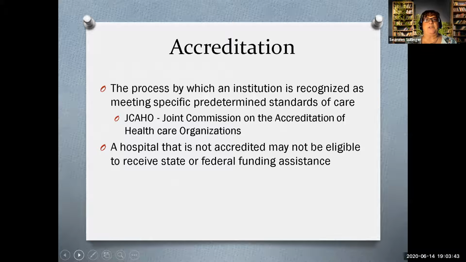But hospitals actually pay to have JCAHO come in and look at their hospital to make sure that they're meeting all the regulations. And so if the hospital does not become accredited, then they may not be eligible to receive state or federal funding. And most hospitals need extra money. They need to be accredited in order to stay open. So it's very important that the hospital is always ready to have the commission come. You generally know when they're coming.